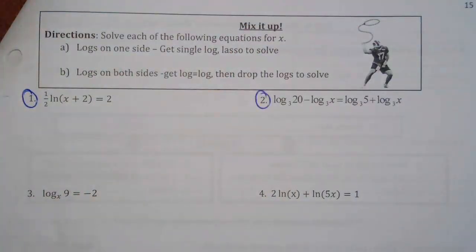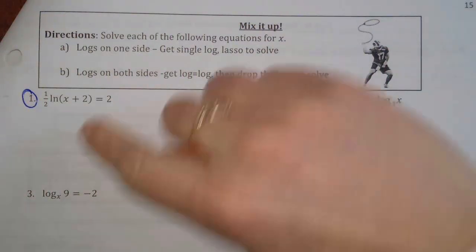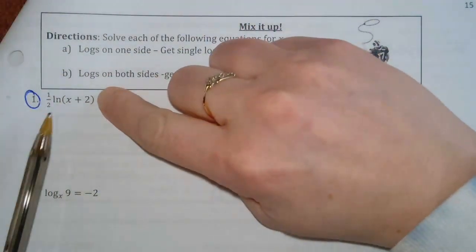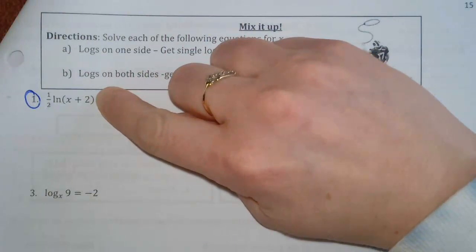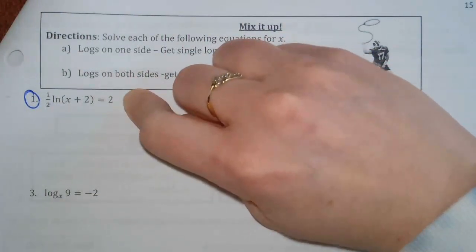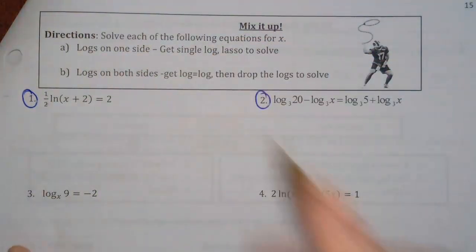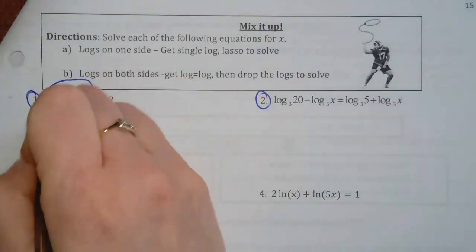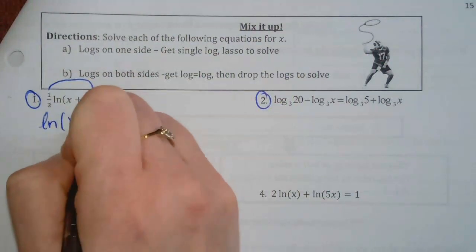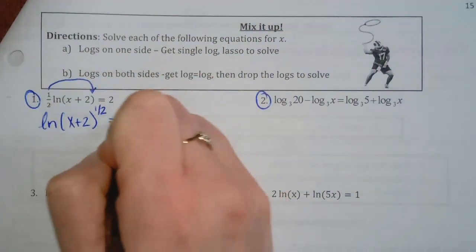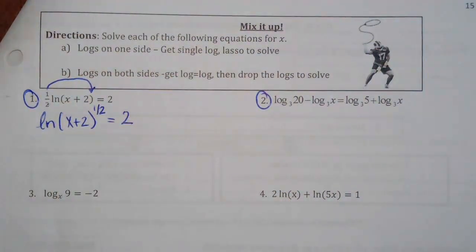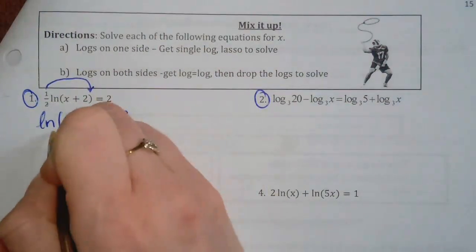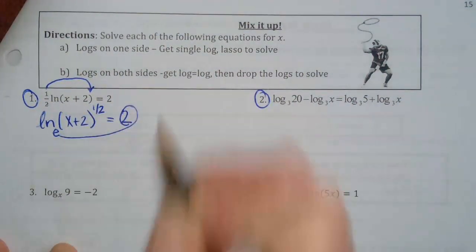Number 1, I noticed that has a log. There's still something going on in front of it, but there's a single log equals nothing, no logs. So I know I'm going to have to end up lassoing this, so I'm going to swing this back to where it should be in condensed form. If your mind is saying, wait, that's a square root, perfect. You can rewrite that as a square root. I am going to leave it as a 1/2, and we're going to get the same answer.